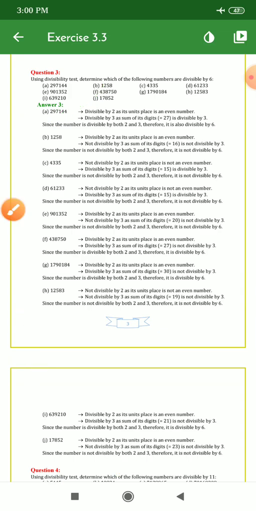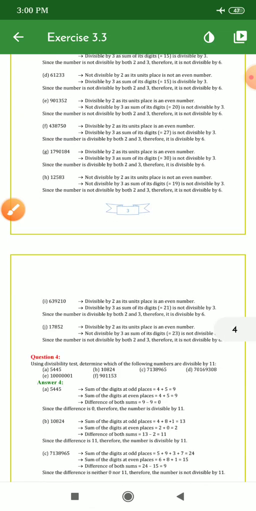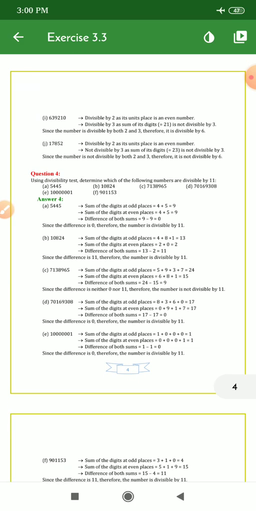I hope you all can do the rest of the questions. These are very easy for you. If you practice, you will get it. Now question number 4 is that you have to check the divisibility test and determine which of the following numbers are divisible by 11. For 11, you have to do one simple thing.